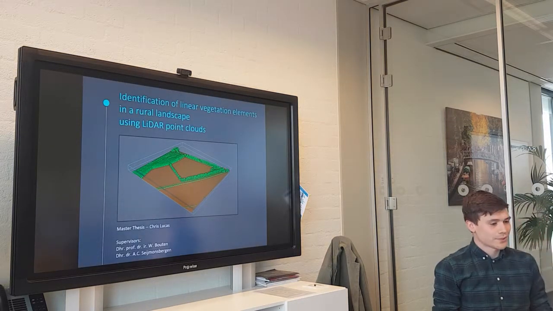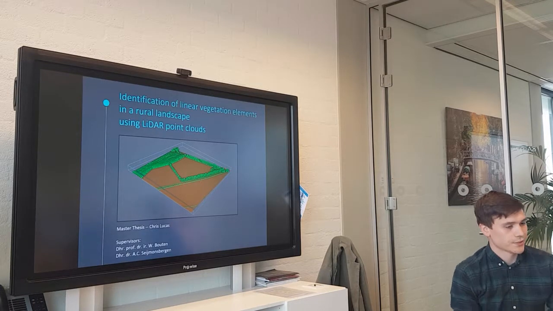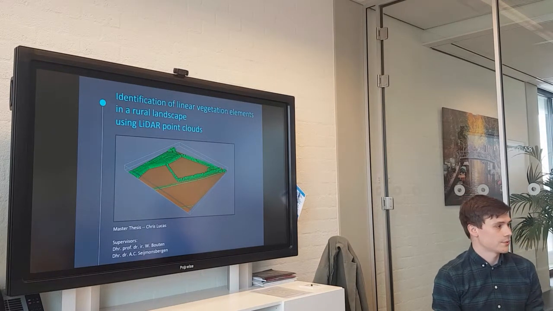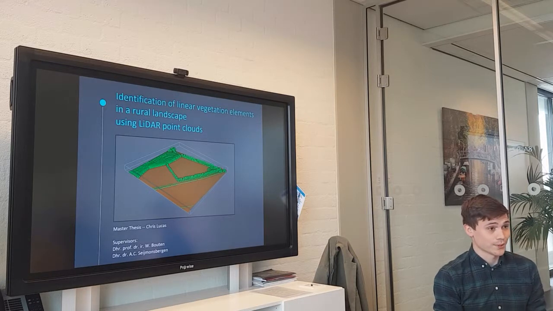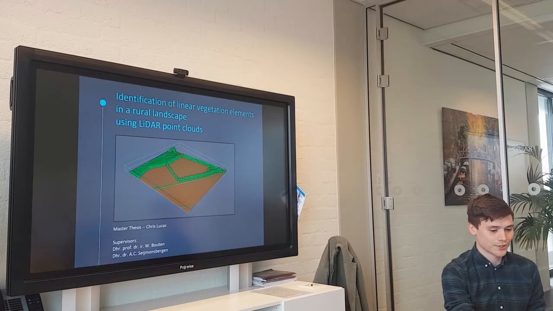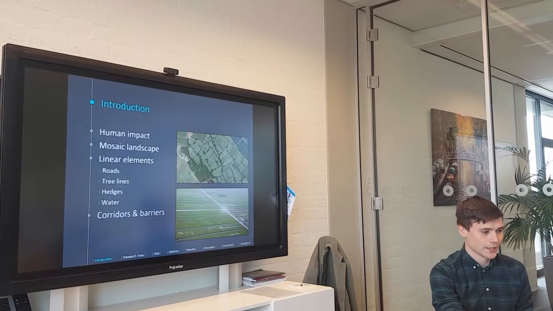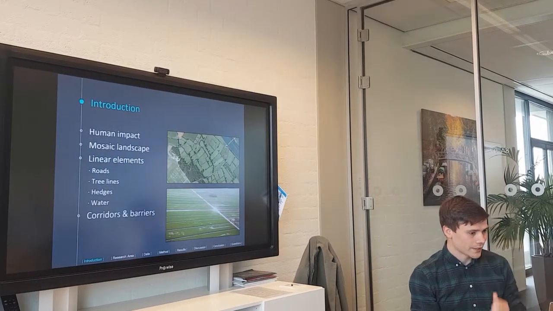So my presentation will be about the identification of linear vegetation elements in rural landscapes using LiDAR point clouds. And for that we're also going to use a bit of machine learning. It's not only about machine learning, but we're definitely going to use it. So what are linear elements?